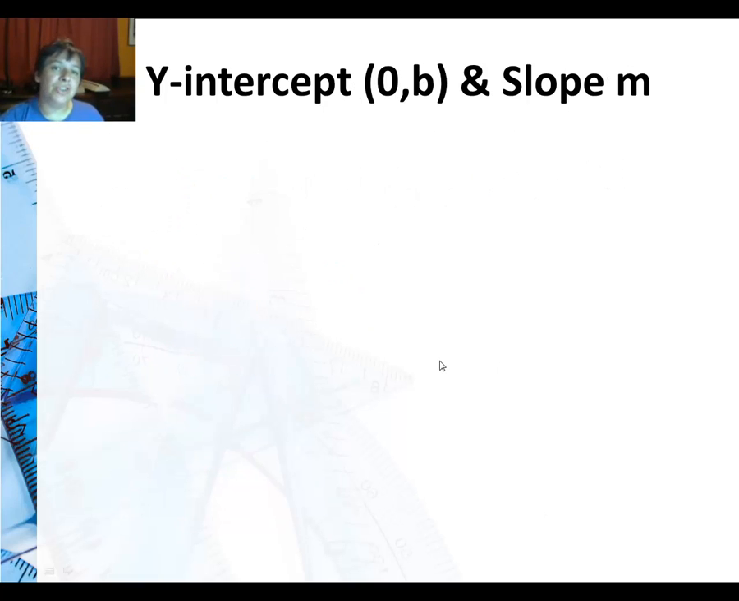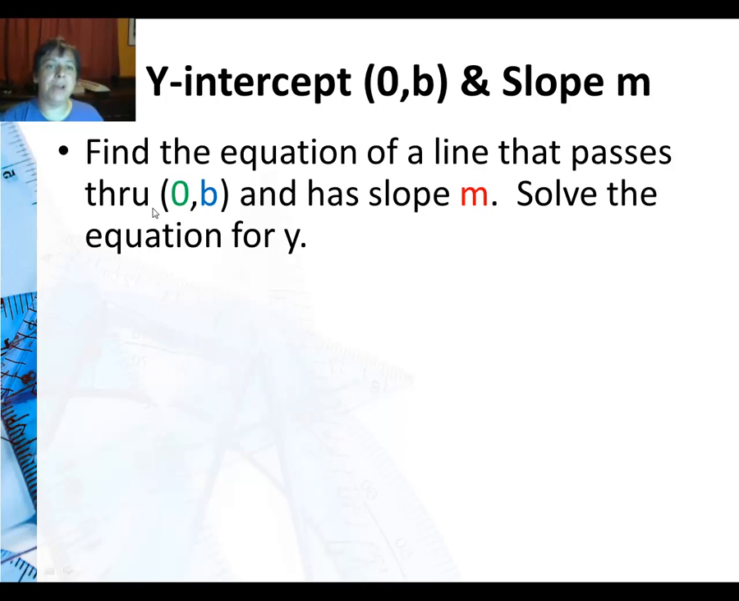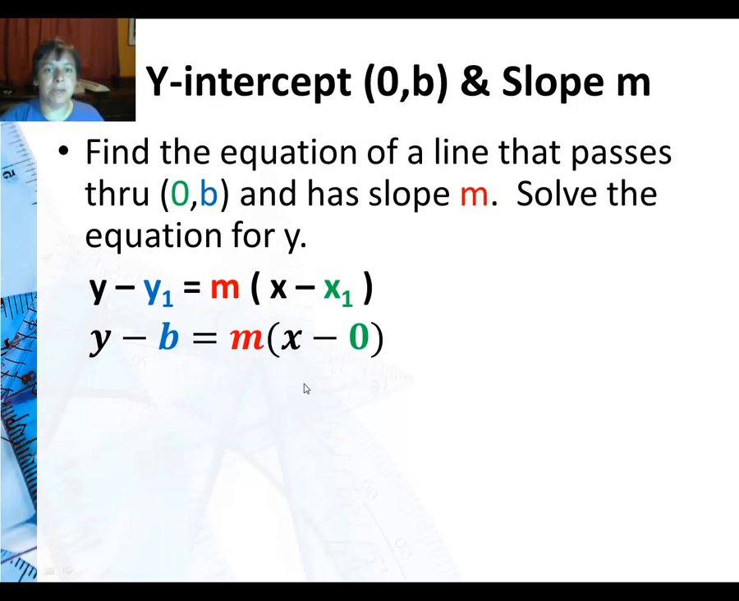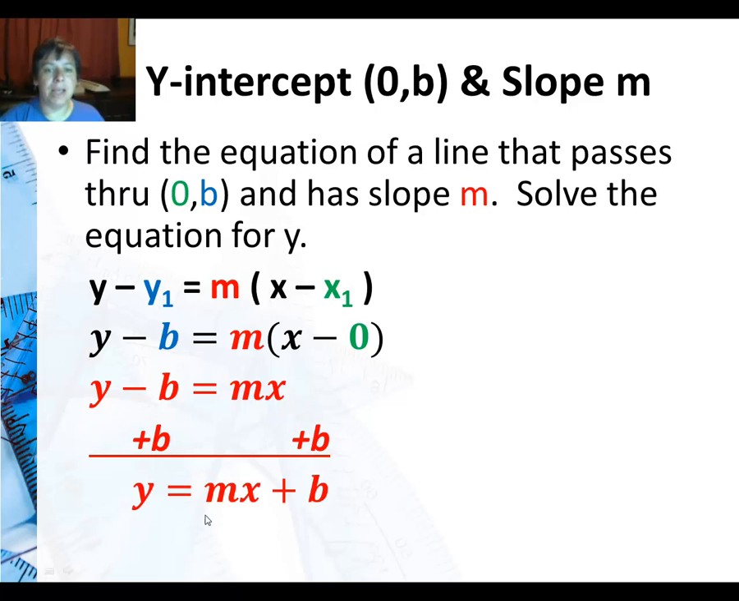So now I'm going to look at the general case. I'm going to find the equation of a line that passes through (0, b). That's going to be the y-intercept and has a slope m. And we're going to solve it for y. y minus y1 equals m times x minus x1. We've seen that before. So it looks almost the same. I'm putting m in for m, and I'm putting b in for y1 and 0 in for x1. Multiplying now, I get y minus b equals m times x. I can add b to both sides, and I get y equals mx plus b, where m is the slope, and b is the y-intercept.